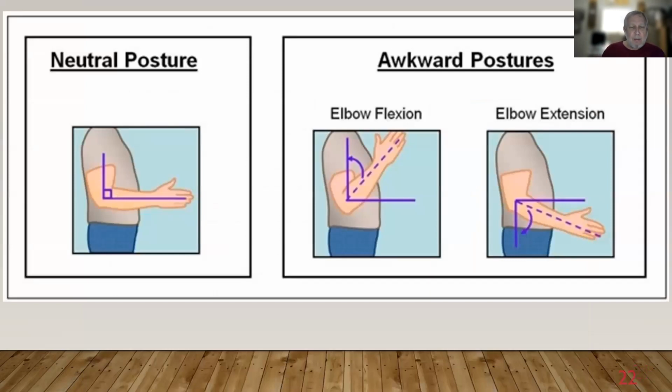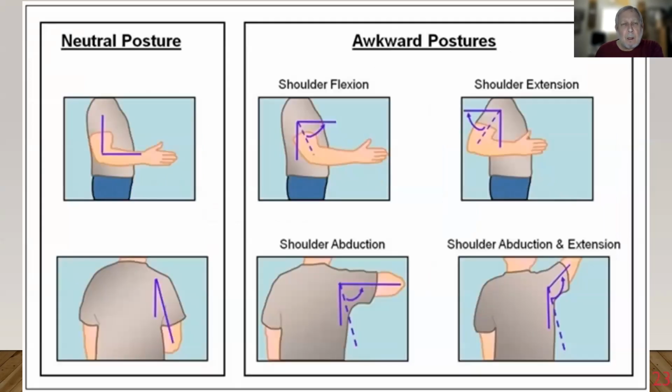Again, if your arm's out, the left picture shows it at 90 degrees, and the right two pictures show elbow flexion and elbow extension. Those are not neutral postures, they're awkward postures. Awkward posture, you're going to hear a lot about that in ergonomics. Again, the natural posture of the elbow is on the left, and then the shoulder flexion and extension are shown on the right, and abduction on the left. So there are some postures of your shoulder and arm that are awkward postures.